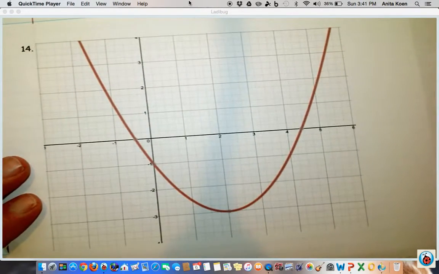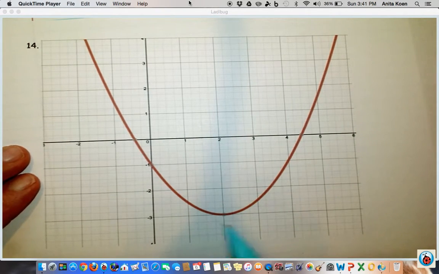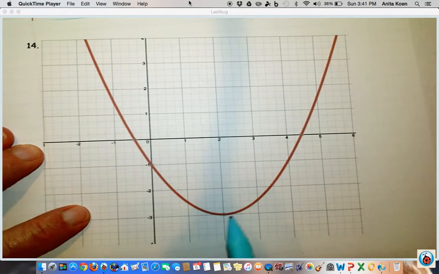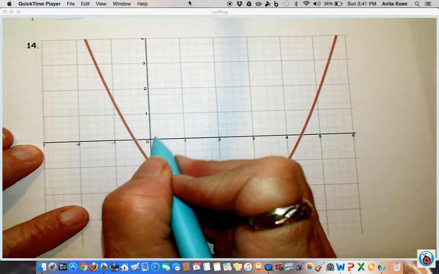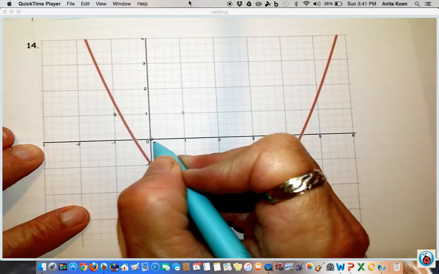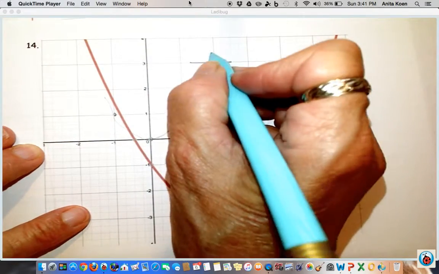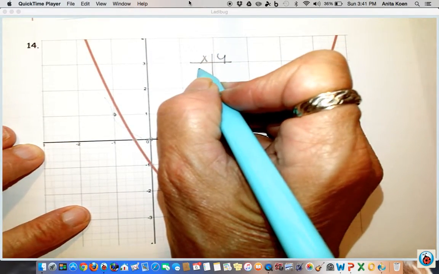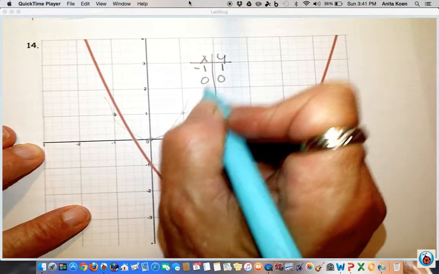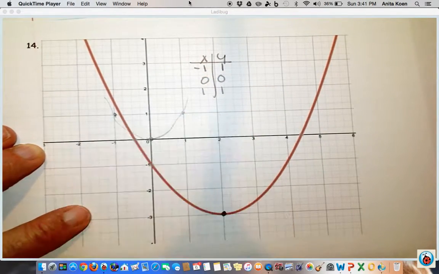Okay, let's go ahead and do 14. Okay, number 14 looks like this. I know that's quadratic, so I'm going to do the same thing. Here's my vertex right here, here's my regular quadratic function up here. Okay, and my table for this is negative 1, 1, 0, 0, 1, 1. That's these 3 points right here.